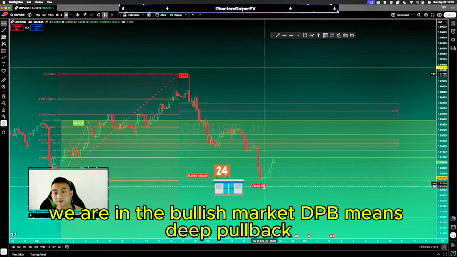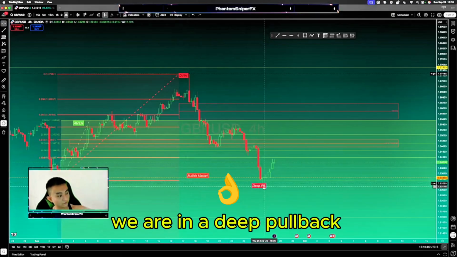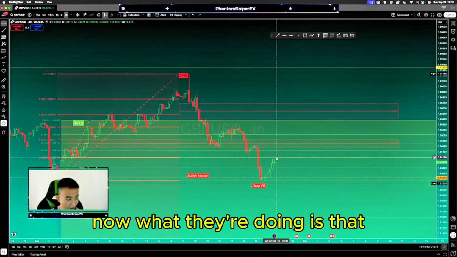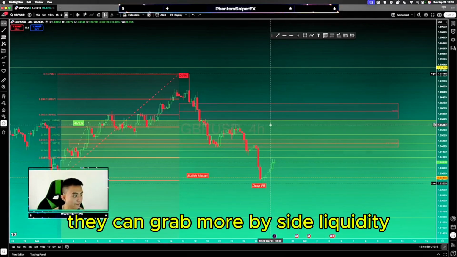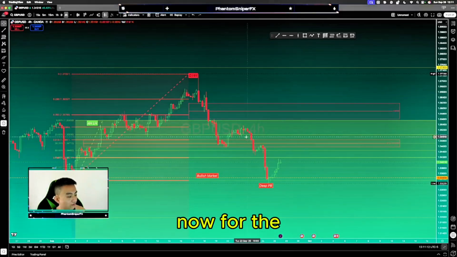Deep PB means deep pullback. We are in a deep pullback. Now, what they're doing is that they're actually driving the price up to where they can grab more buy side liquidity.